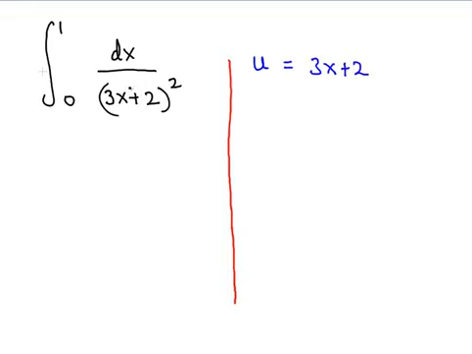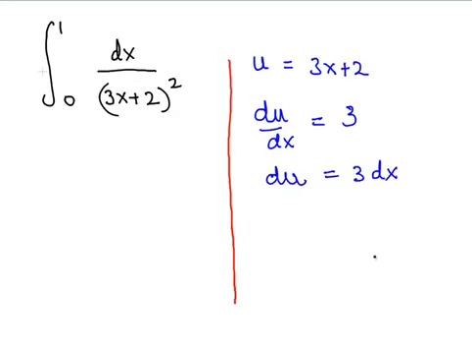dx divided by (3x plus 2) squared. What we're going to use here is the substitution technique. So u equals 3x plus 2. We're going to let du/dx equal 3, just differentiate that. Let's get an expression for du/dx. So du is equal to 3 times dx.